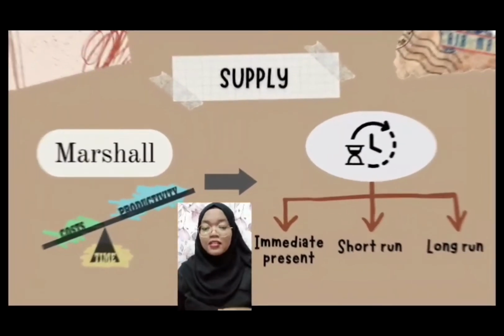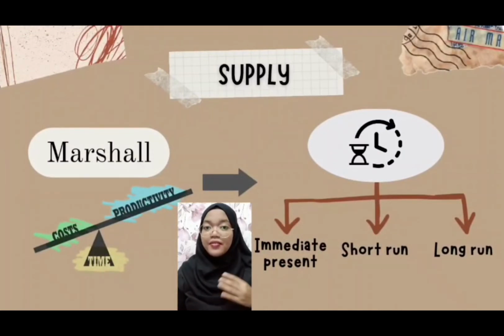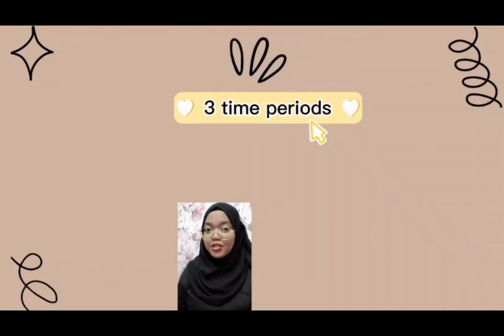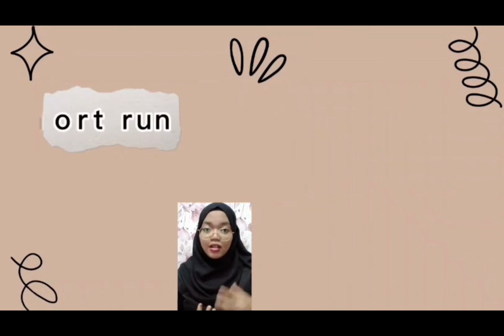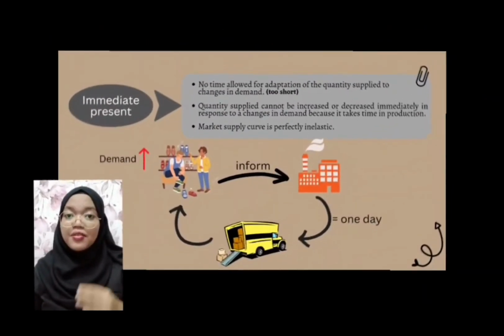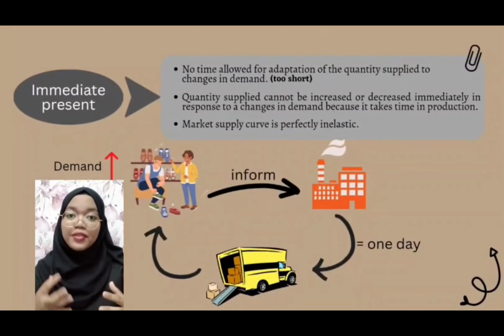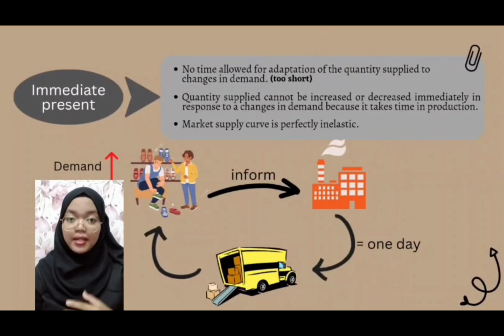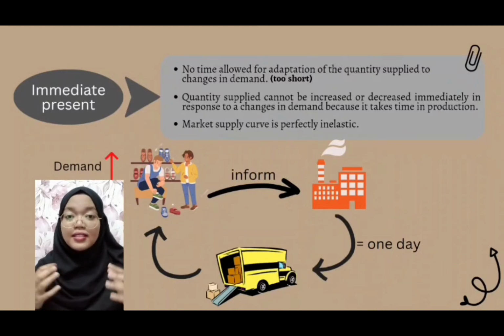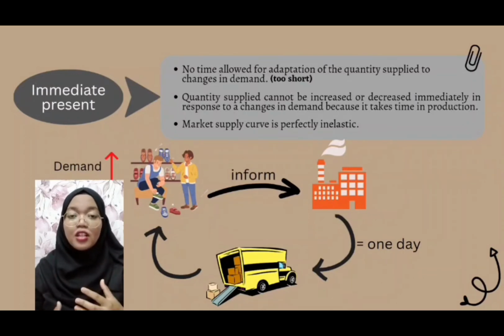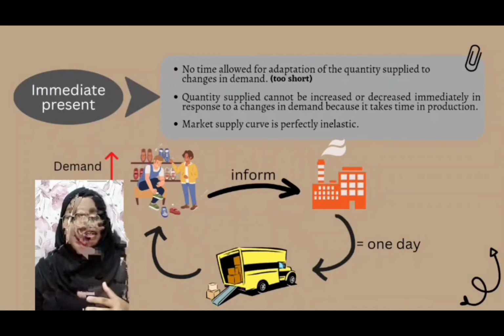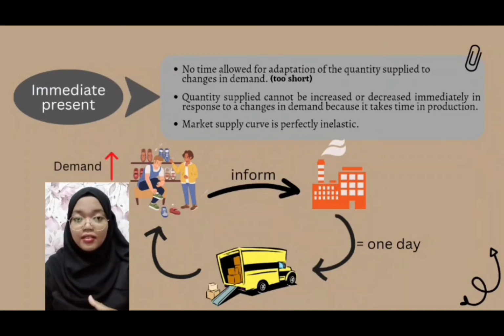Marshall said that supply is determined by the cost of production. He divided it into 3 time periods, which are the immediate present, short run and long run. The immediate present refers to the market price, with no time allowed for adaptation of the quantity supplied to change in demand. It means that quantity supplied cannot be increased immediately in response to a suddenly increased demand because it takes time for production, and also cannot be decreased immediately in response to a decrease in demand.